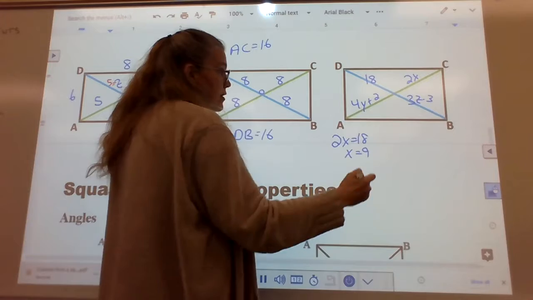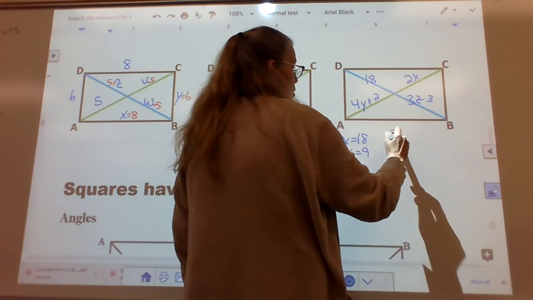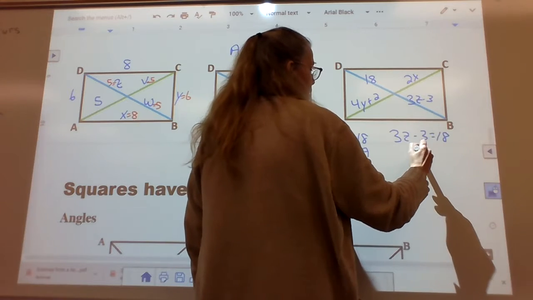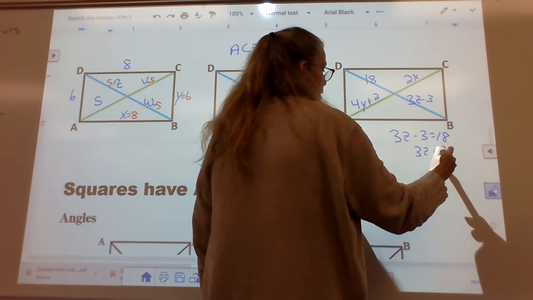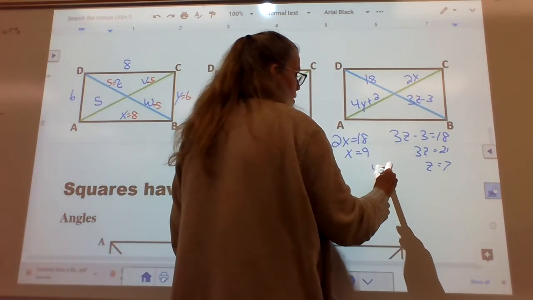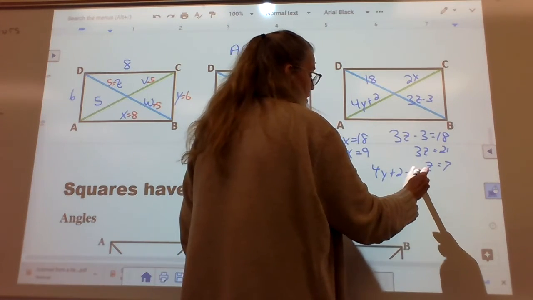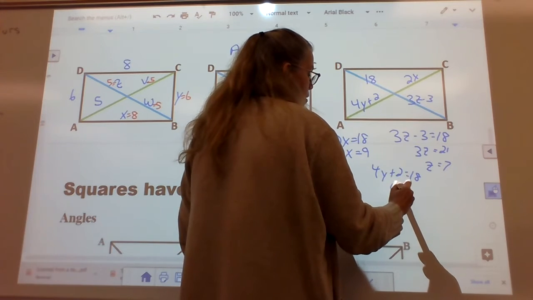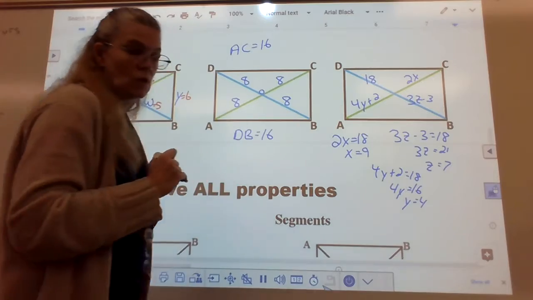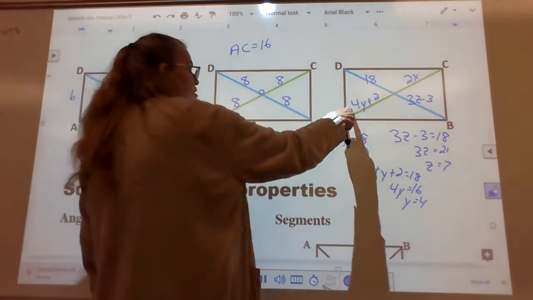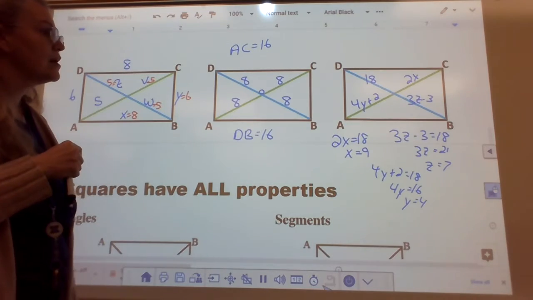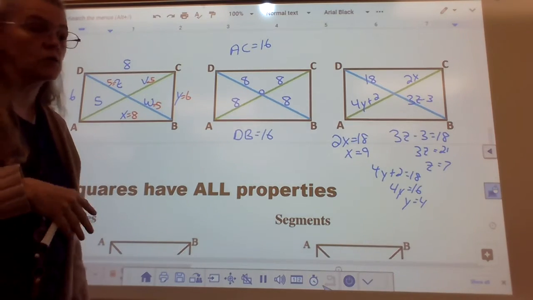So x equals 9 because 2x equals 18. 3z minus 3 equals 18. Add the 3. I get 21. Z equals 7. 4y plus 2 also equals 18. Subtract the 2. 4y equals 16. Y equals 4. So every single one of these is going to equal the same thing. Every single one. Now the other one I'm going to be talking about today is squares.